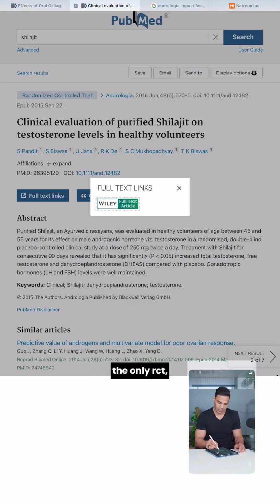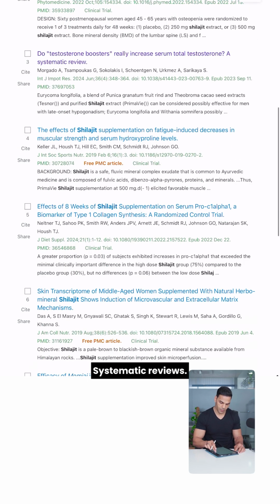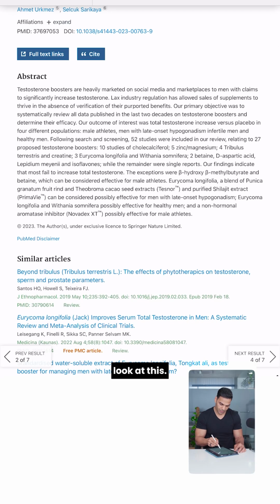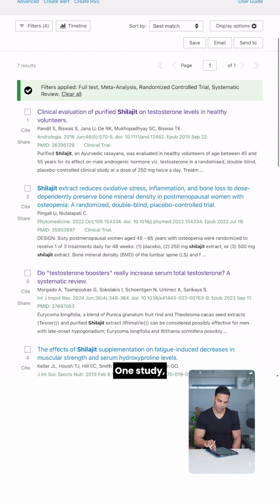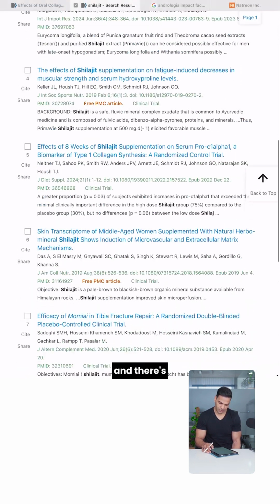And because this is the only RCT, I don't know how much it makes sense to go through any of the other systematic reviews, because a systematic review is supposed to refer to multiple RCTs. And this systematic review, we can go through it, but again, look at this. It mentions a pure blend of blah, blah, blah, and keeps mentioning how the purified shilajit extract can be considered possibly effective for men, again referring to a single study which is funded by Nutrition, right? So all in all, when it comes to shilajit, there's literally very little research. One study which I've just told you the problems with, data and funding biases, and there's nothing else pretty much.